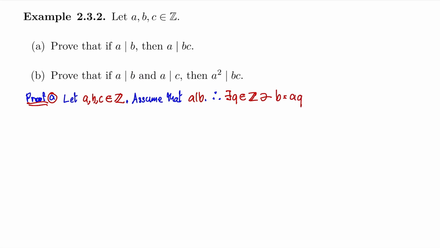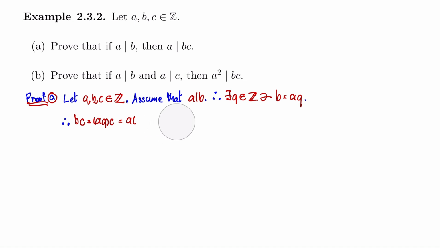Okay? But I want to have A divide BC. Then what do we have right here? So let's write BC. BC becomes AQ times C. Okay? But I want to have A divide BC. So we have to factorize A from this. So we've got to have A times QC. Okay? A times QC. But what is QC? QC is an integer, right?